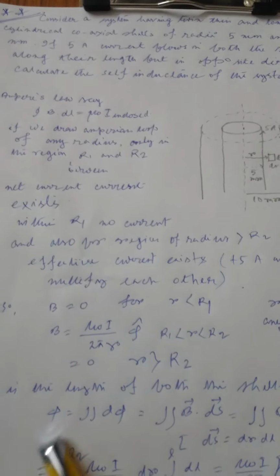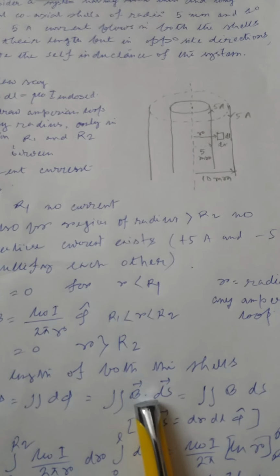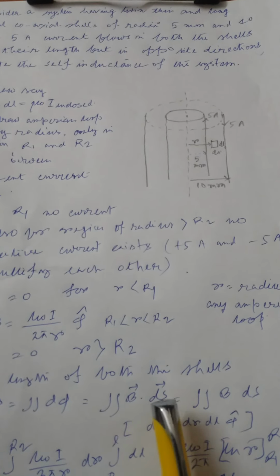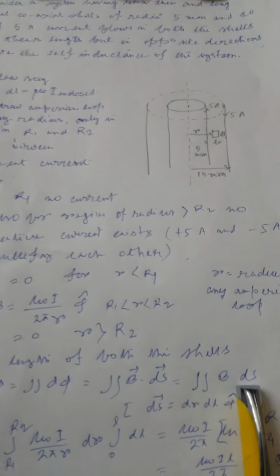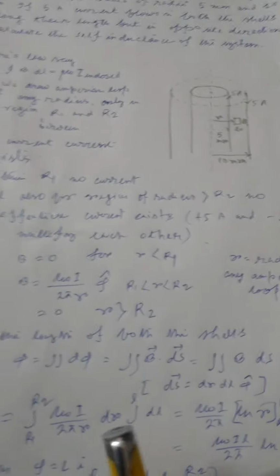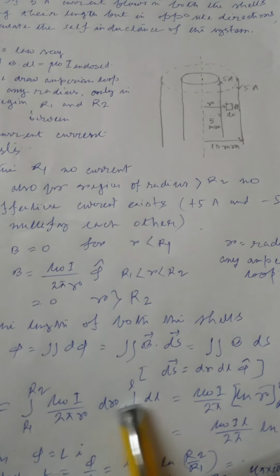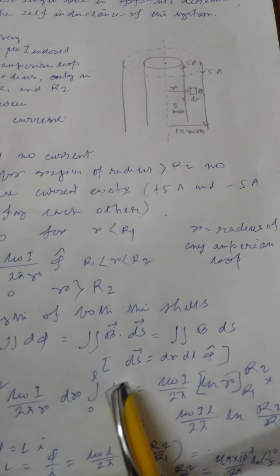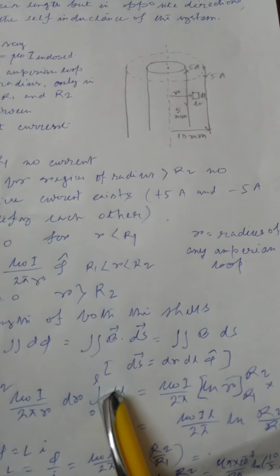If we want to calculate the flux phi, then phi equals double integration of B dot dS, as the direction of B is along phi cap direction and the area vector dS is also along phi cap direction, then B dot dS becomes B dS. And this integral becomes this. R varies from R1 to R2 and L varies from 0 to L. So there are two variables, dr and dl.